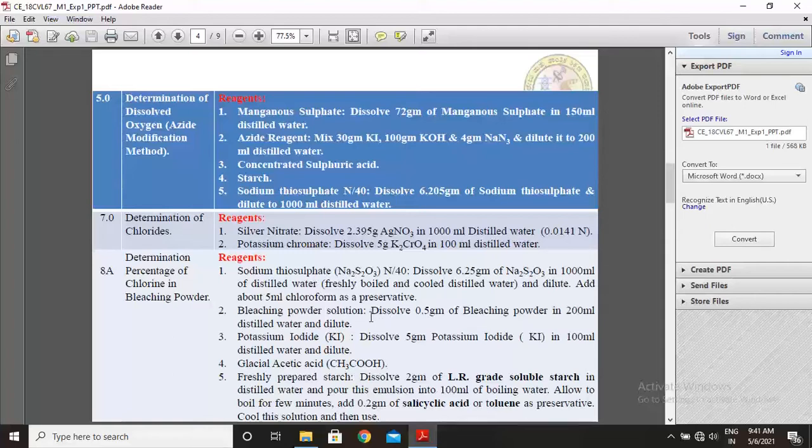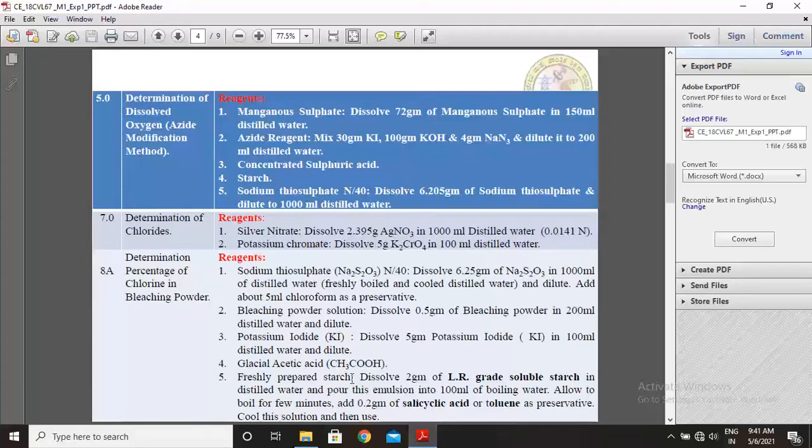Bleaching powder solution. Dissolve 0.5 gram of bleaching powder in 200 ml distilled water and dilute it completely. Now it becomes bleaching powder solution. Potassium iodide solution. Dissolve 5 gram potassium iodide in 100 ml distilled water and dilute it completely. Finally it becomes potassium iodide solution. Next, glacial acetic acid is this.